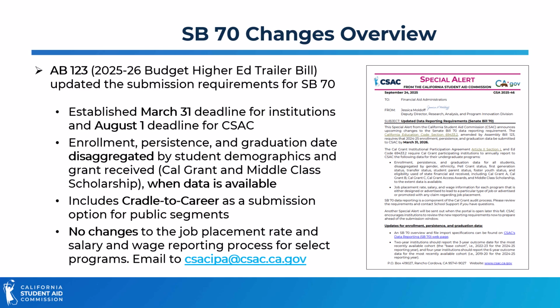The Cal Grant reporting requirement in SB 70 was modified by AB 123 on June 27, 2025, as part of the 2025-2026 California state budget. The changes established deadlines for higher ed institutions and CSAC, added disaggregation by program receipt and student demographics, and added an option for public segments to use Cradle to Career for their data submission.